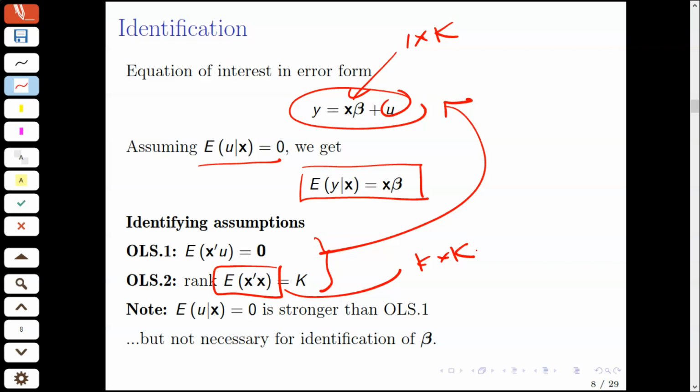Note here that we don't actually need that u has a conditional mean of 0 in order to identify the model. That is, the conditional mean assumption implies this unconditional mean assumption. But it might be useful in order to endow the parameters of the model, the betas, with some sort of causal interpretation.